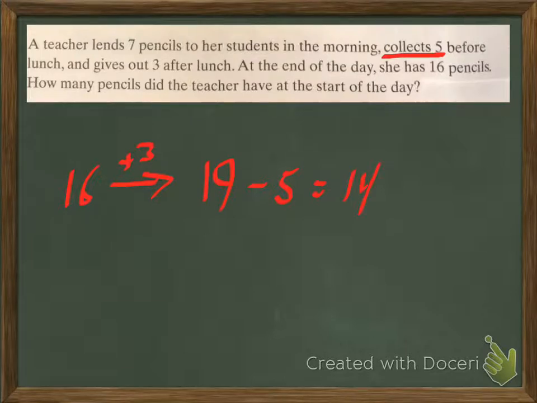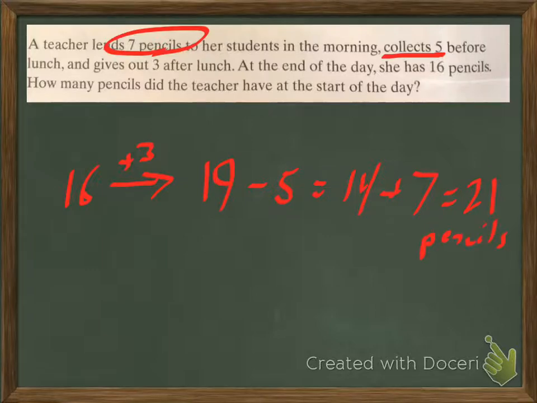Yeah. All right. Now, at the beginning of the day, before I passed out 7 pencils, that would subtract from my supply. So you have to add 7. I have to add 7 to go back. And 14 plus 7 equals? 21. So 21. We don't ever want to have a naked number. So we'll put pencils in here.